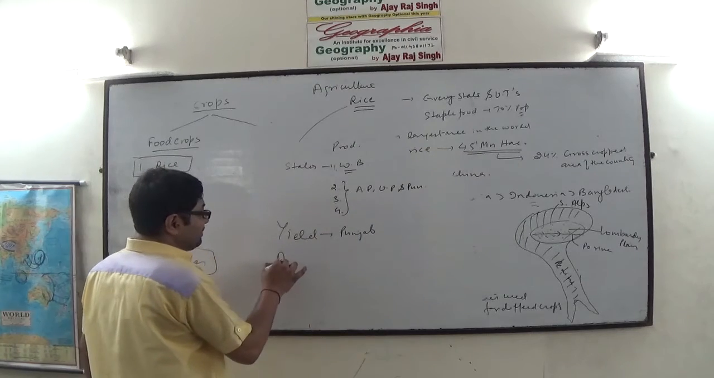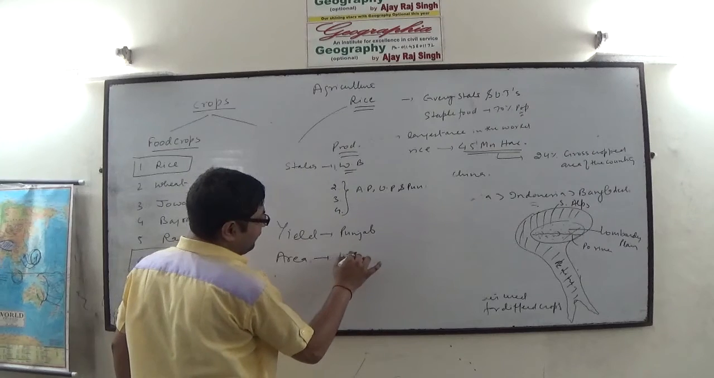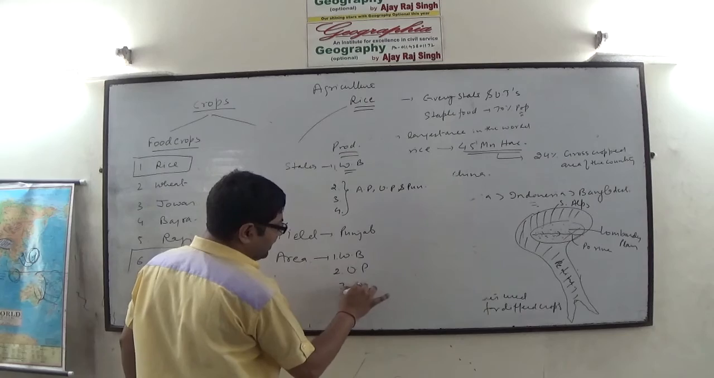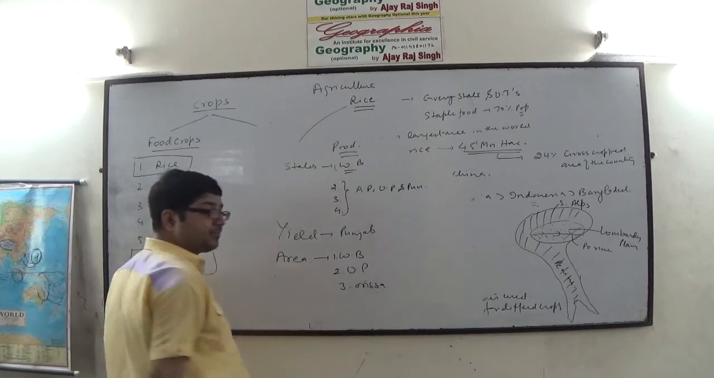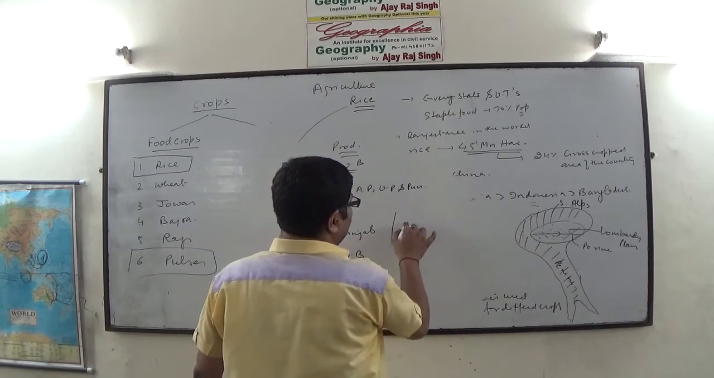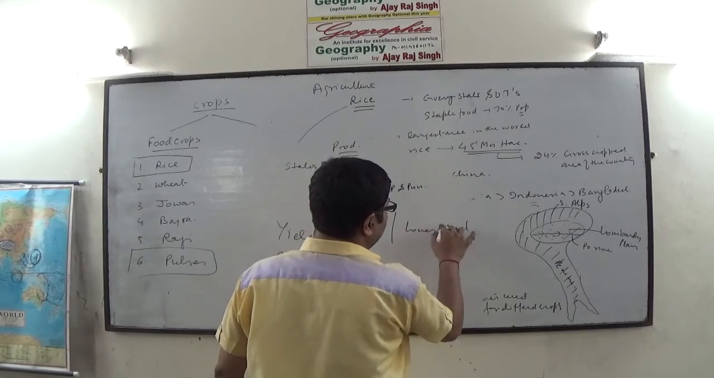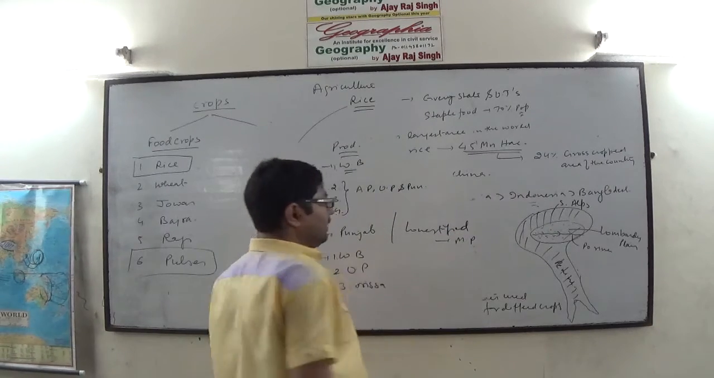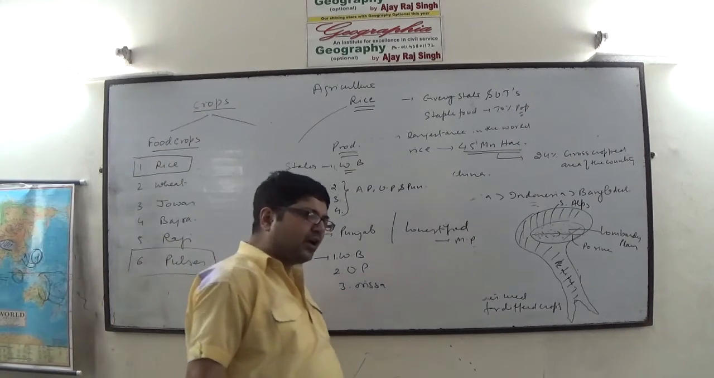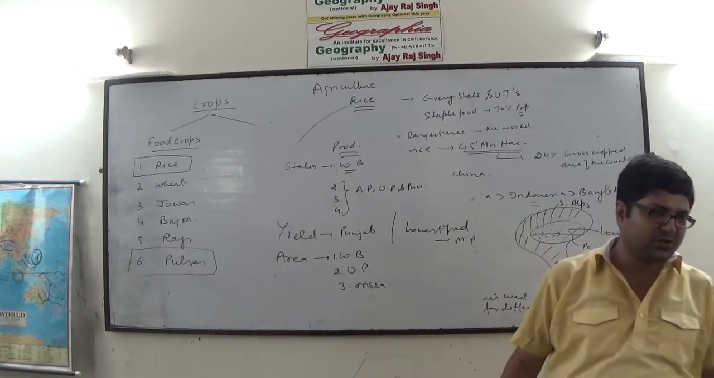If you see in terms of area, this was production. In terms of area, again West Bengal is having the largest area, followed by UP, and third is Odisha. Highest yield Punjab and lowest yield MP. In rice production, the lowest yield is that of MP. West Bengal, largest area, second largest UP, third largest Odisha.